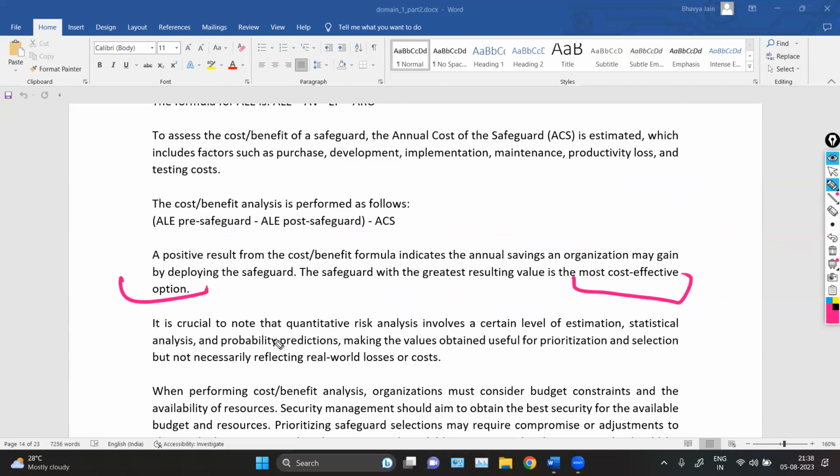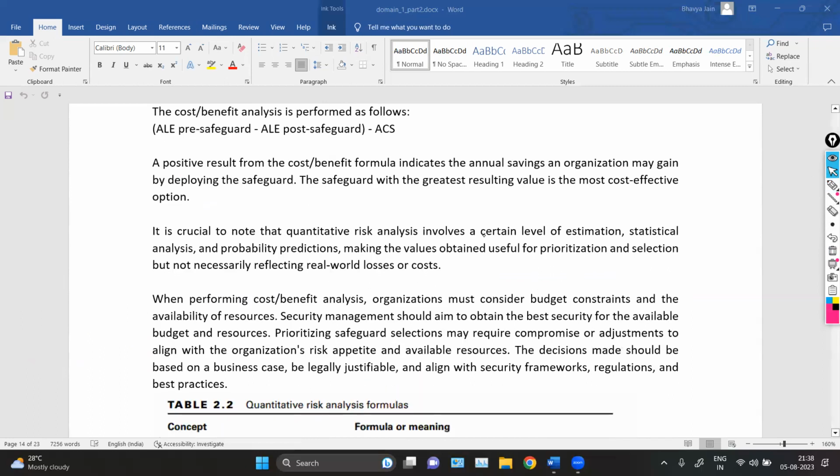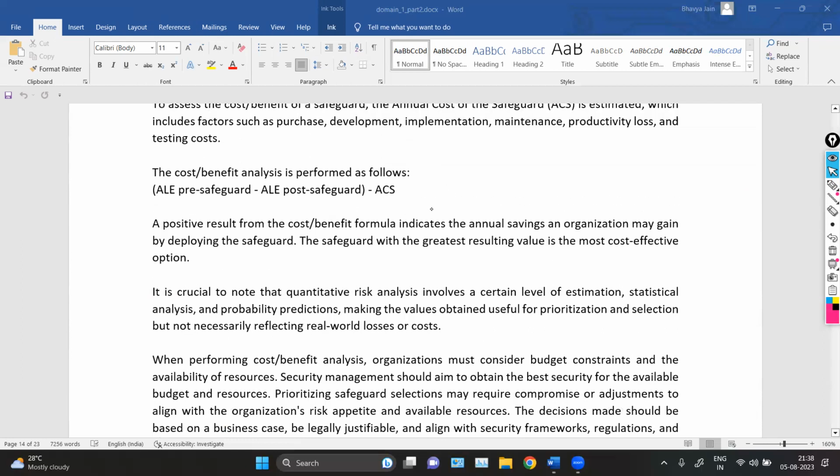It is crucial to note that quantitative risk analysis involves a certain level of estimation, statistical analysis, historical data and probability prediction, which you can also perform with the help of machine learning. This makes the values obtained useful for prioritization and selection, but not necessarily reflecting real world losses or costs. So that's about the formula. I think this formula is not part of the exam, or if it is, then just read it. Basically it is not part of the exam.